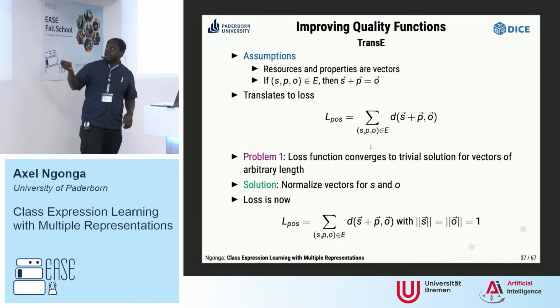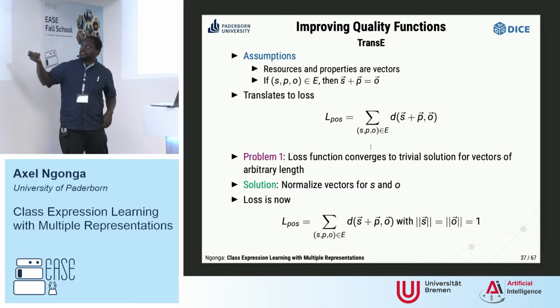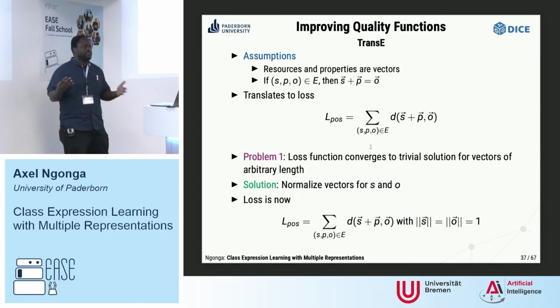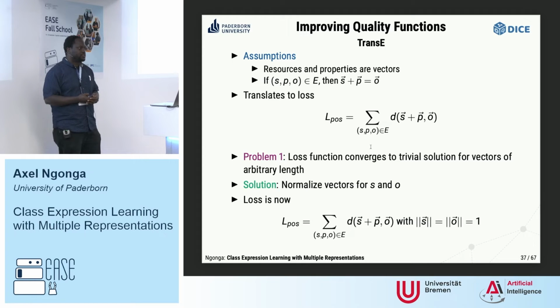And we really want S plus P to be equal to O. Right? So we want to find a vector representation for S, P, and O such that S plus P lands exactly on O. That basically will never happen if you have enough data and a small number of dimensions. So we try to find a good enough approximation.